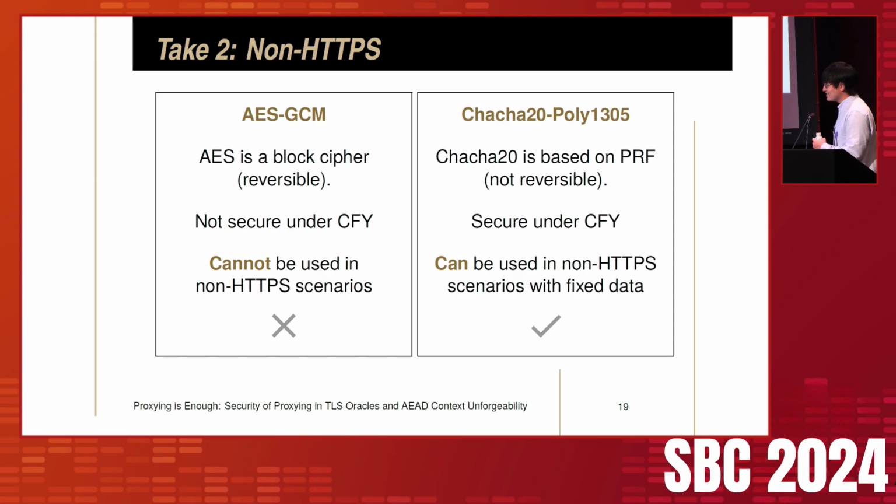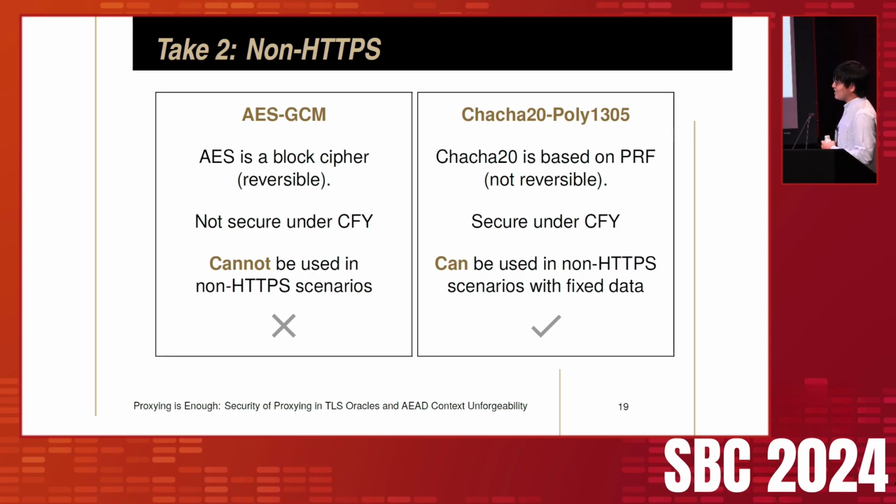It turns out that there's an interesting differentiation between AES-GCM and ChaCha20-Poly1305, the other very commonly used cipher suite for TLS. Namely, AES itself is a block cipher, which, as we already saw, is a permutation that is reversible. But ChaCha20 is based on a pseudo-random function, which means it's not reversible. If we smash it into a new thing, it's not able to come back. It turns out that this differentiation is meaningful enough to cause the two cipher suites to be one not secure and one secure under our definition of context unforgeability.